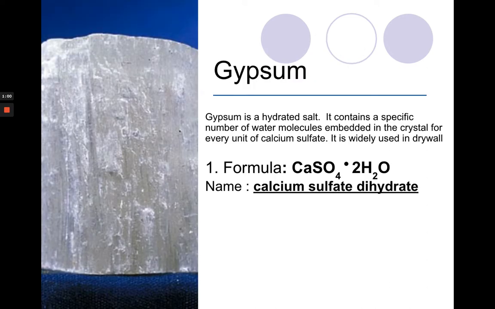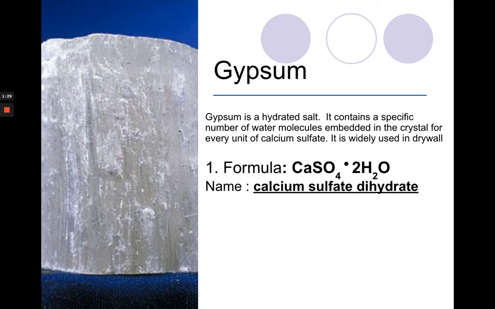For example, gypsum is a hydrated salt. It contains a specific number of water molecules embedded in the crystal for every unit of calcium sulfate. Gypsum is commonly used in drywall. Now, the formula for gypsum is CaSO4 dot 2H2O, and that dot means that for every 1 calcium sulfate formula unit, there are 2 waters embedded within the crystal.